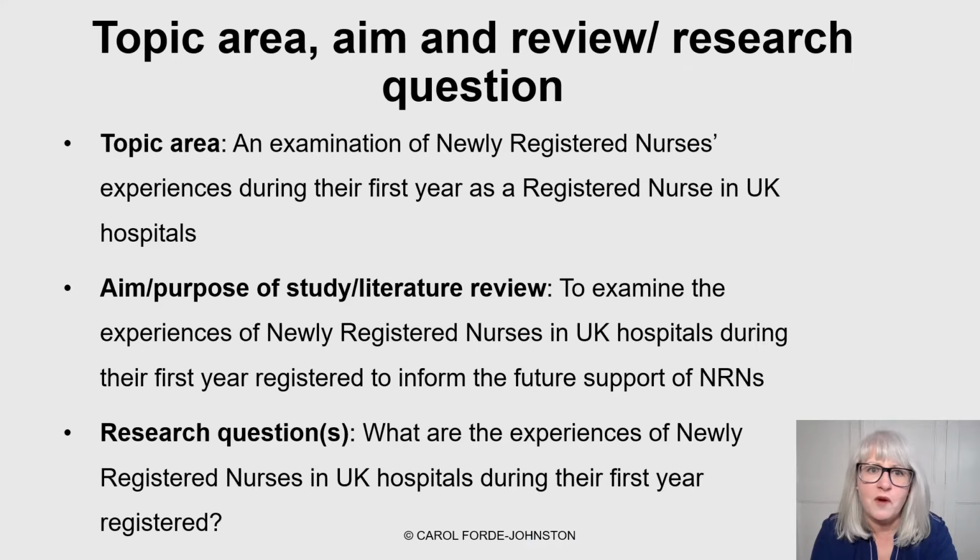First thing I thought I'd go over is you will firstly start with a general topic area and it'll start to be narrowed down. So I've got an example topic area, an example aim or purpose for a study or literature review, and an example research question. And sometimes studies have got 2 research questions, which is fine.